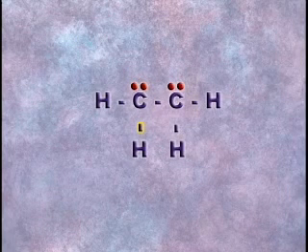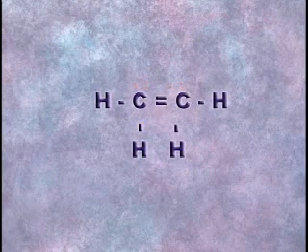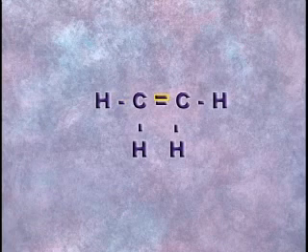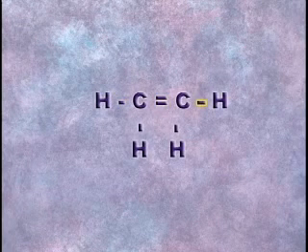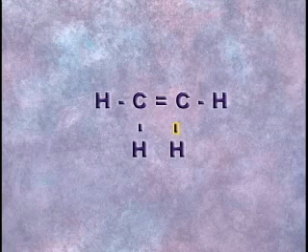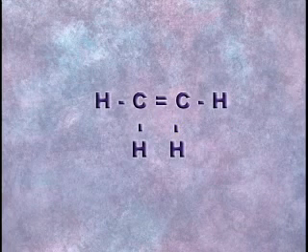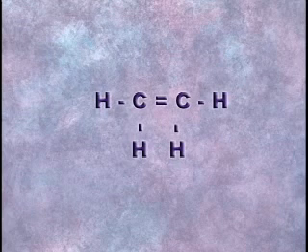That's not going to work. Instead, we will try a double bond between the 2 carbon atoms. That gives us 2, 4, 6, 8, 10, 12. Perfect. Now that we have the correct Lewis structure, we can go about the business of determining shape.